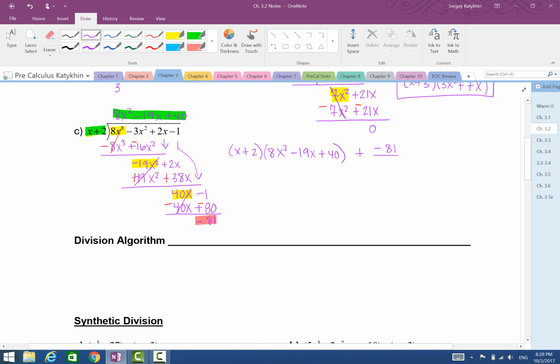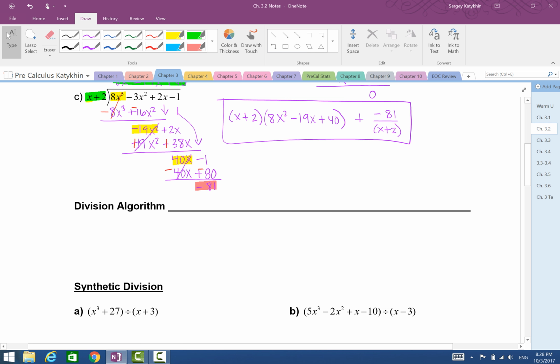And remember, you always divide by the same denominator, which in our case is x plus 2, because that's what we were dividing by. And so my complete answer, if I write it out loud, is going to be x plus 2 times x squared minus 19x plus 40, plus the remainder, which is negative 81 divided by x plus 2.